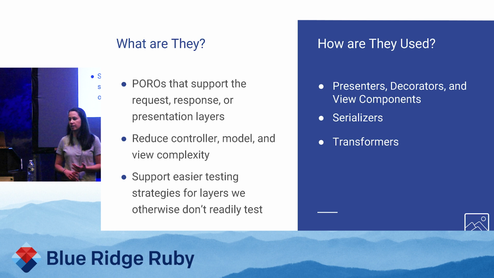They support, like I said, the request or response or presentation layers, right? Your view or sending it out to a client that might be rendering the data. And as an opportunity to reduce complexity in your MVC layers, one of the big proponents that a lot of these libraries advocate for is that they are easier to test. A class with some simple instance methods is a lot easier to test than, say, a whole request from the controller or the view layer, right?